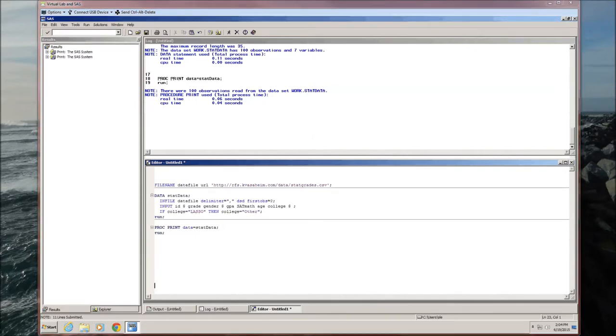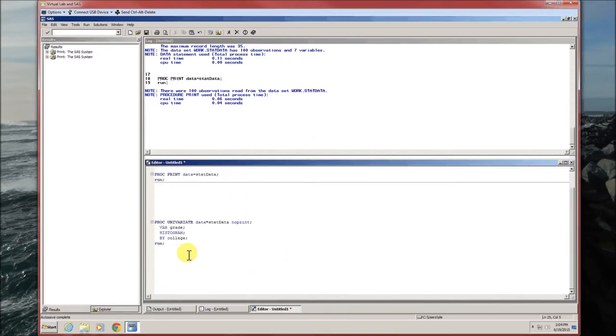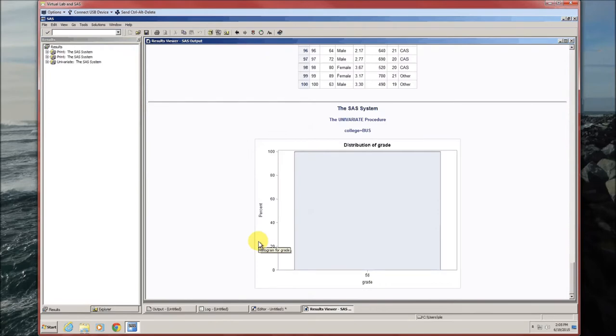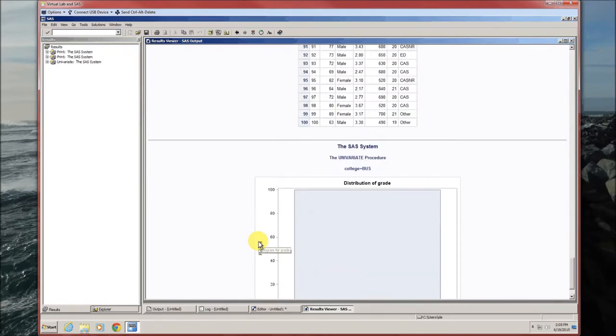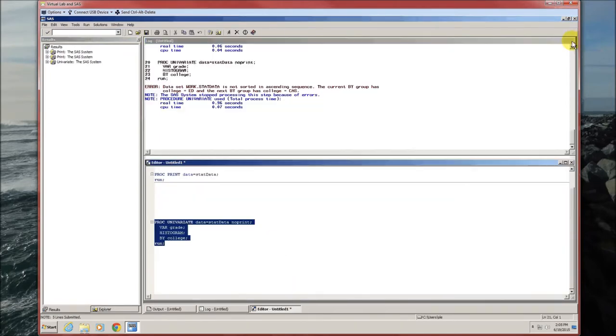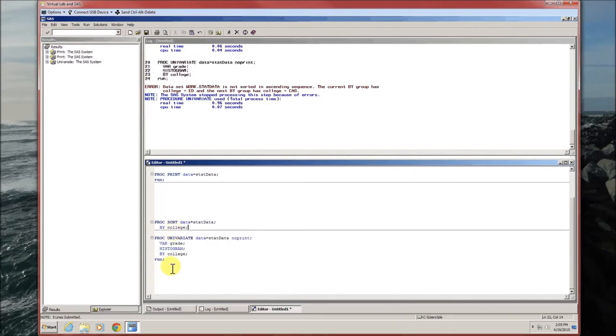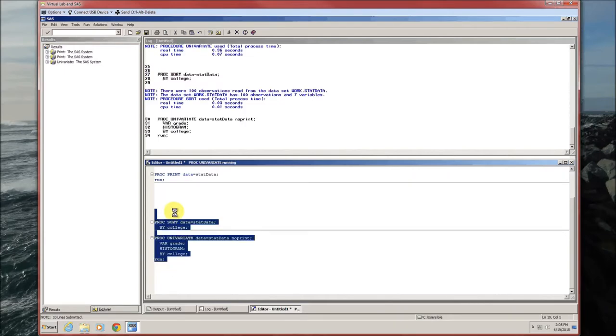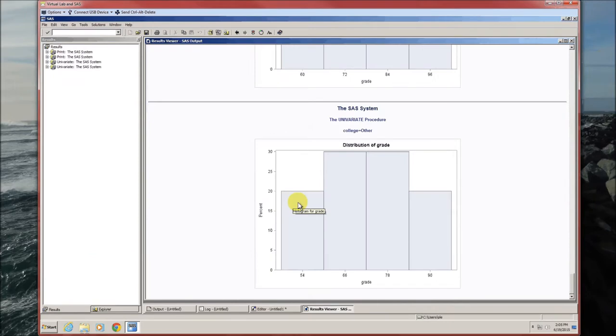Okay, get to know your data, so let's go ahead and look at some graphics. Histogram. We're going to do histograms by college, so we're going to have 5 histograms. That doesn't look right. What's wrong? It's not sorted in ascending sequence. That's right. We have to sort by college before we can do a histogram. So it's just proc sort. Now we've got it.